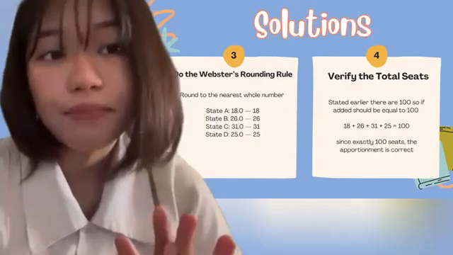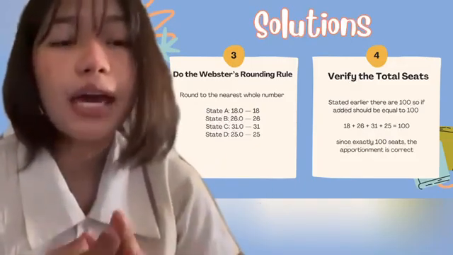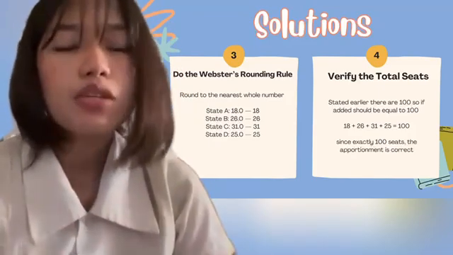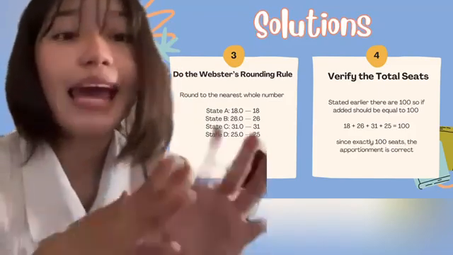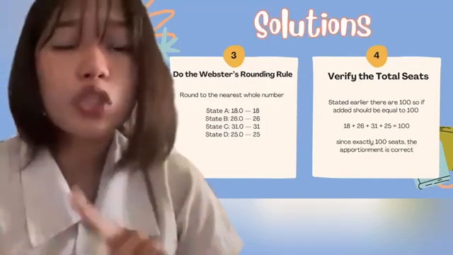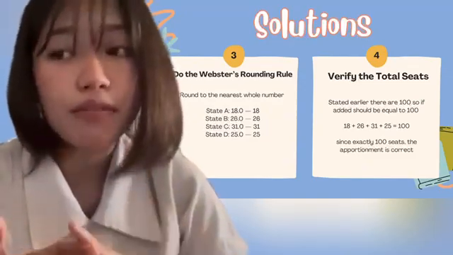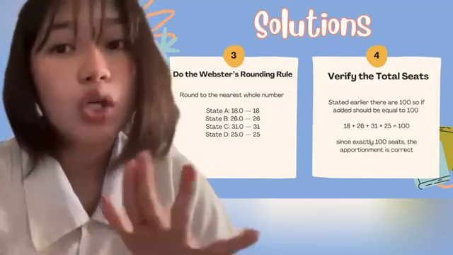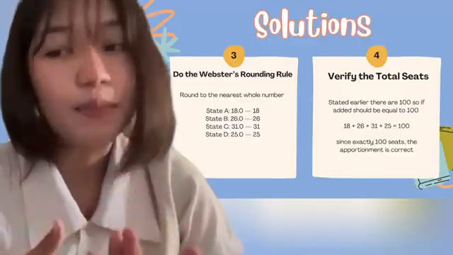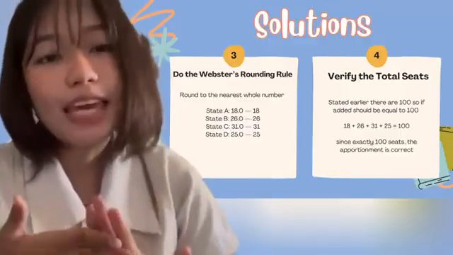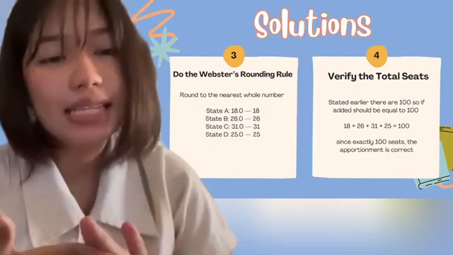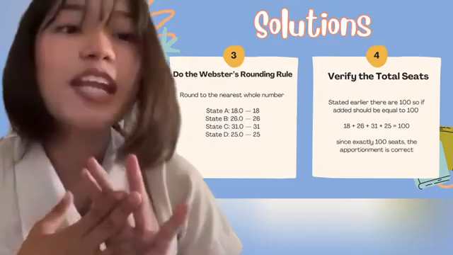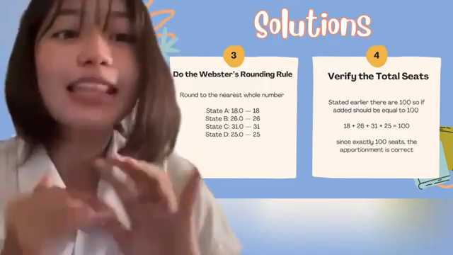After rounding off, we need to verify the total seats. Remember, our total seats earlier was 100. So we need to add everything. 18 plus 26 plus 31 plus 25 is equal to 100. So it is exactly 100, meaning our apportionment is correct. State A gets 18 seats, state B gets 26 seats, state C gets 31 seats, and state D gets 25 seats, equal to 100 seats. So it matches. That's how you get that.